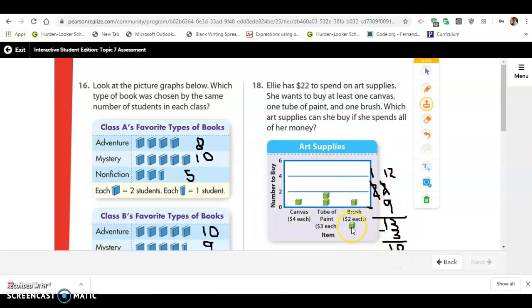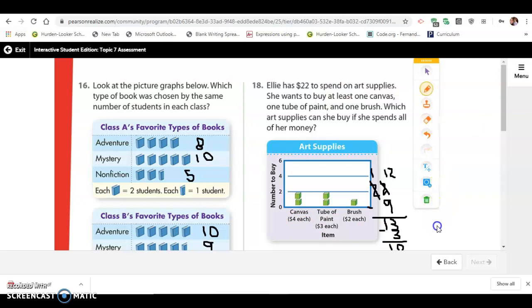So I can either spend it all on brushes, because 2 times something does give me 10. 2 times 5 gives me 10. So I can do 5 more brushes to give me $10. Or I can split it between canvas and brush. So if I bought another canvas, that would be $4.